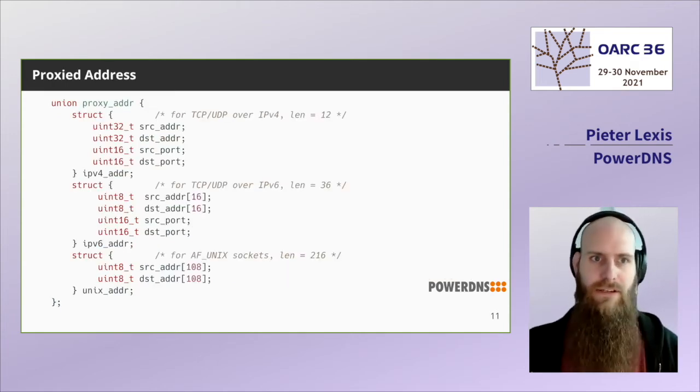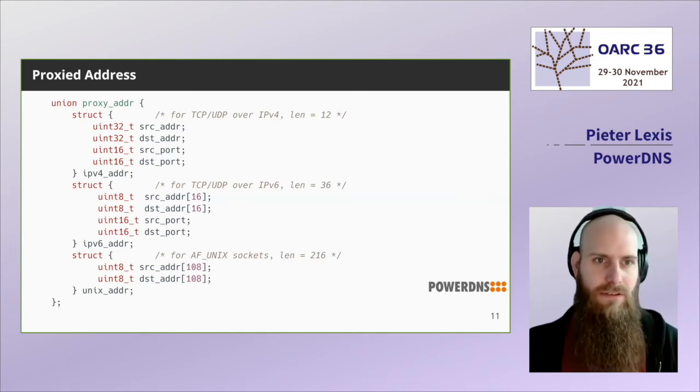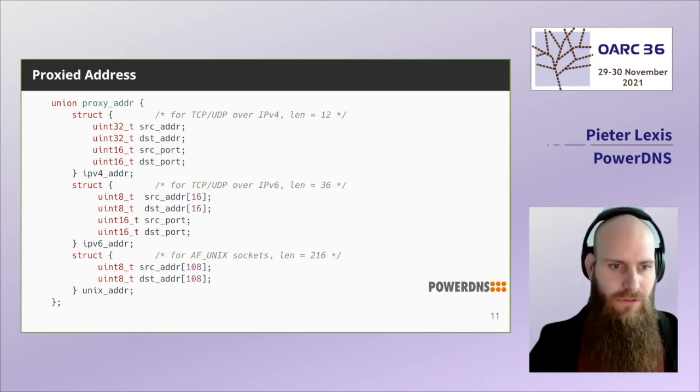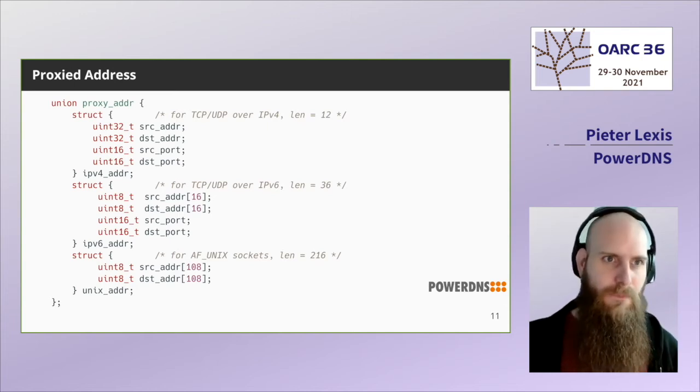The proxied address is just a union. This is how it looks. You have all the source information and destination information depending on the protocol that is in use. And yeah, you can even do things over Unix sockets if you really want to.